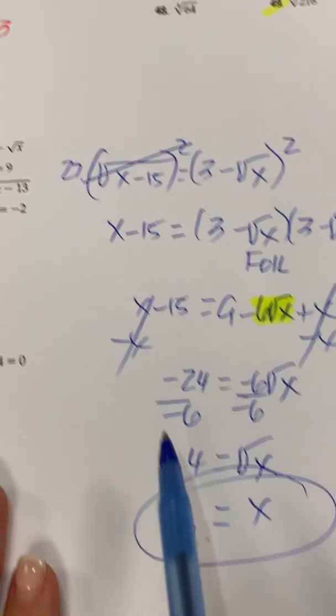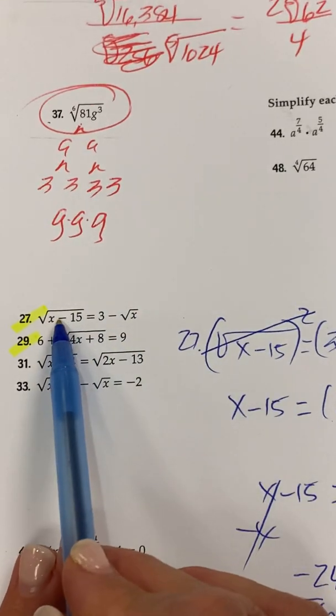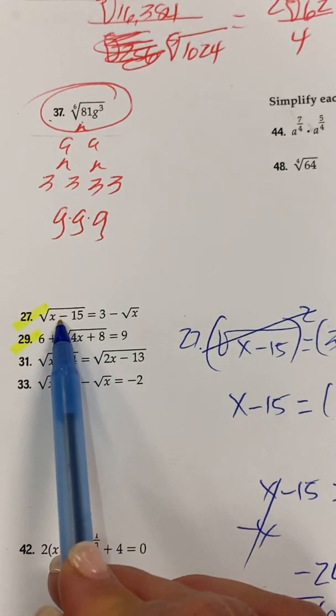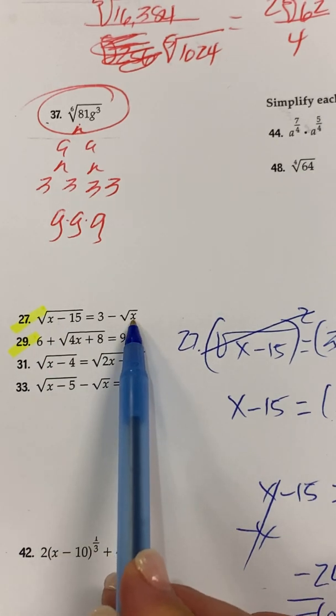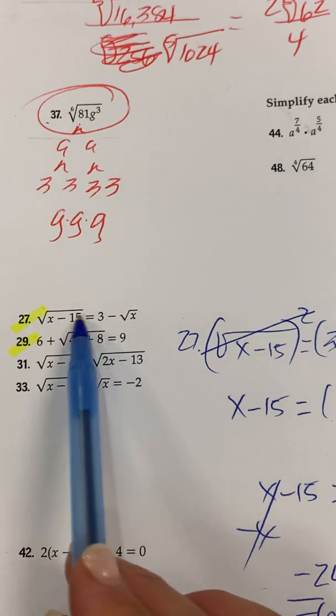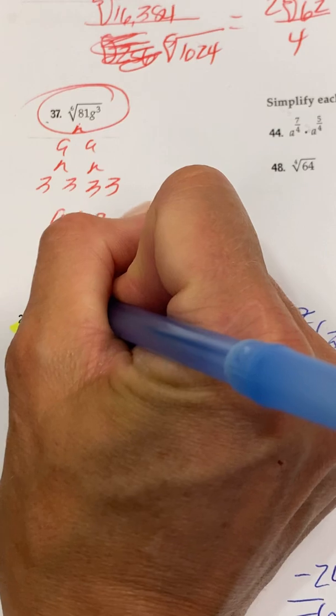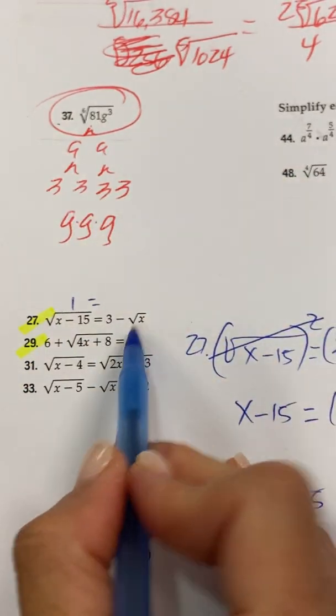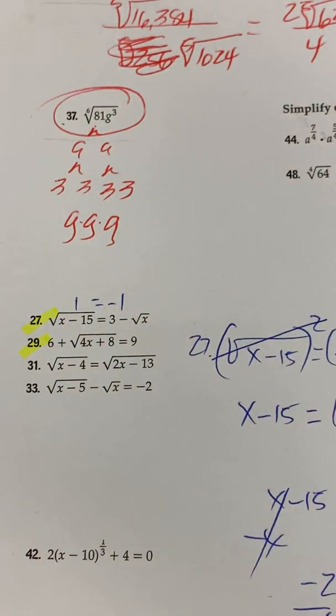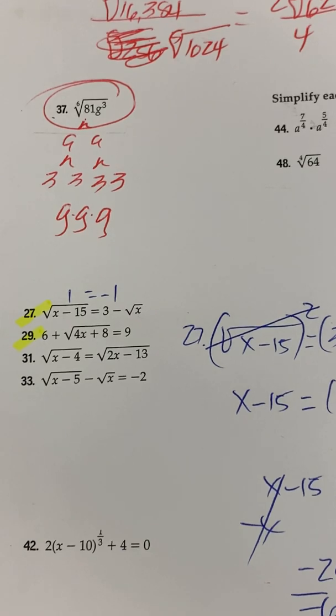All right, 16. I'm going to plug this in right here, right? What's 16 minus 15? Square root of 1 is good, right? Square root of 16 is 4. Is 3 minus 4 the same thing as this side, which ended up to be positive 1? This comes out to be negative 1. No solution.